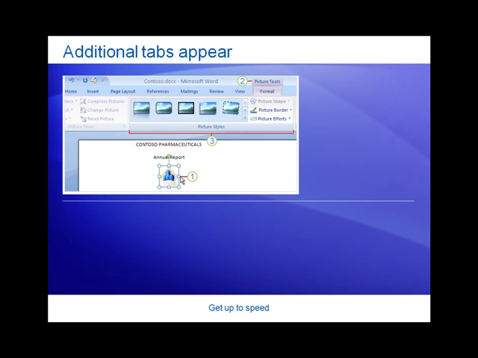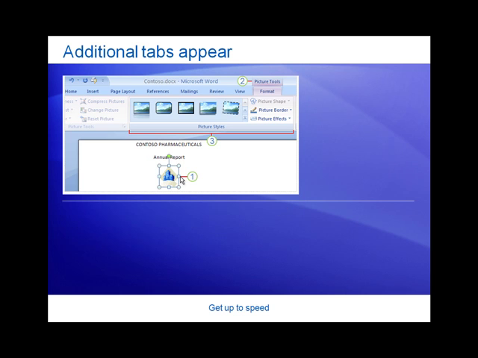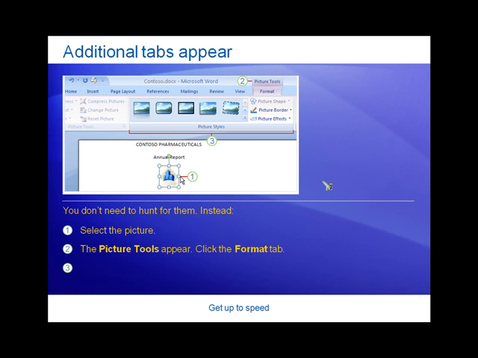In the new version of Word, certain tabs will appear, but only when you need them. Say you want to insert a picture, but you want to do more with it. You want to crop it, rotate it, or text wrap it. Where would those commands be found? You don't have to hunt for them. Instead, follow these steps. Number 1, select the picture. Number 2, automatically you'll notice that the picture tools will appear. Click the Format tab, and additional groups of commands will appear for working with pictures.